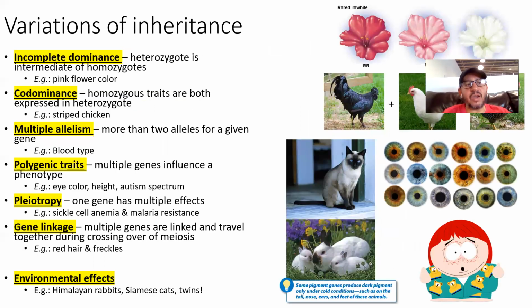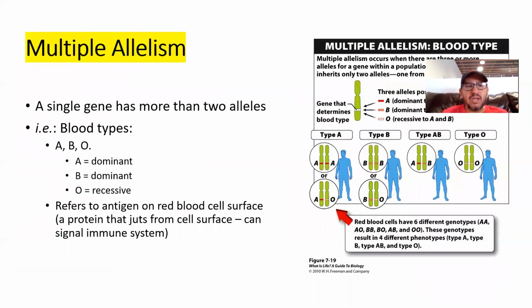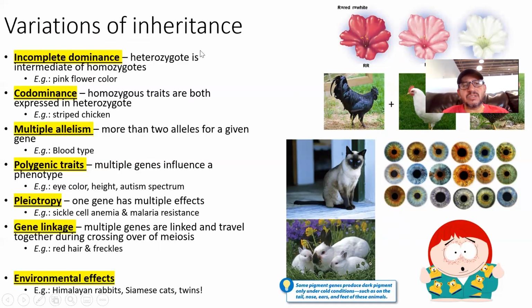All right, various variations of inheritance. Again, this is after Mendel, so this is post-Mendelian genetics, okay? And we have multiple here. We have incomplete dominance, codominance, multiple allelism, the polygenic traits I talked about earlier, pleiotropy, gene linkage, and then environmental effects. So basically, with incomplete dominance, a heterozygote is the intermediate of the homozygotes. For example, in flowers such as carnations or snapdragons, you can cross a red flower with a white flower and you have a pink flower.